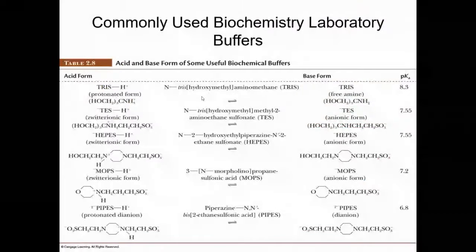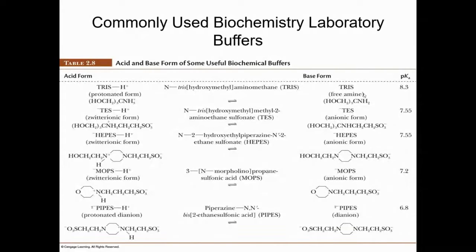To choose the appropriate buffer, it depends on the pKa. If you need something at around pH 8, then look at this table. You will choose this buffer, Tris, because the pK is 8.3. It's close to the range you want. That's how you choose the buffer.